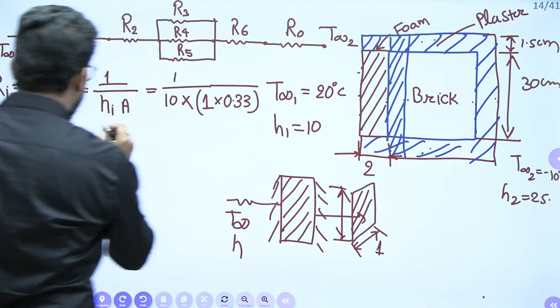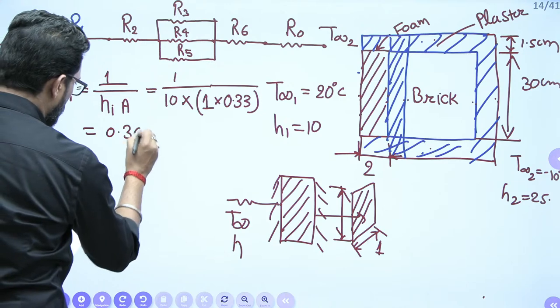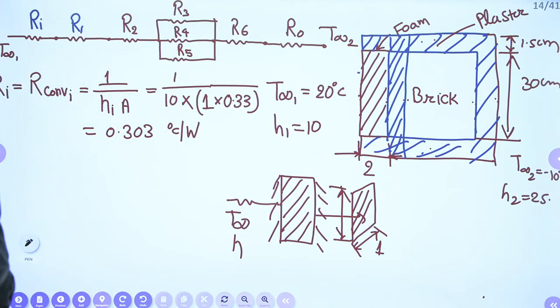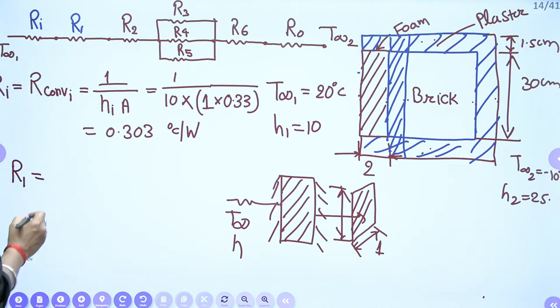What is the resistance then? This is your, how much? 0.303 degree centigrade per watt. Now, what is R1? R1 is L upon kA. What is R1, beta? R1 is what?